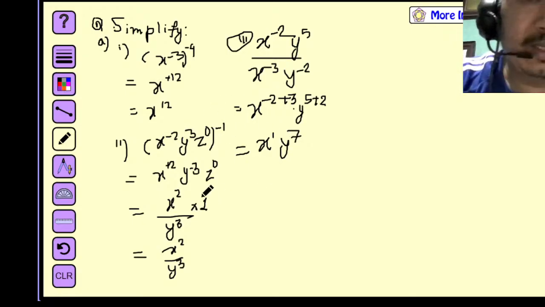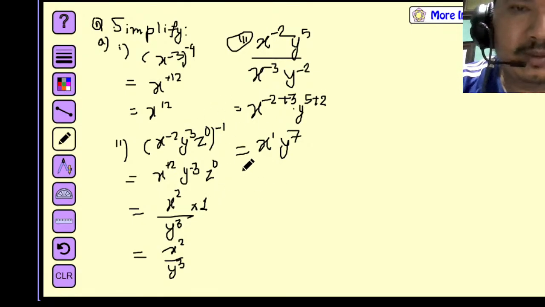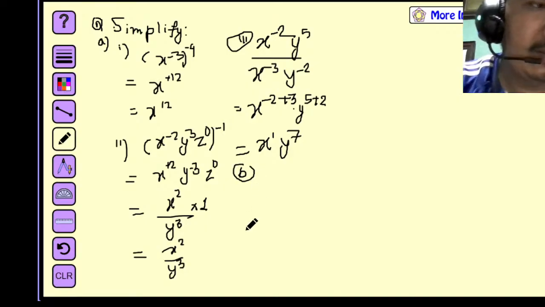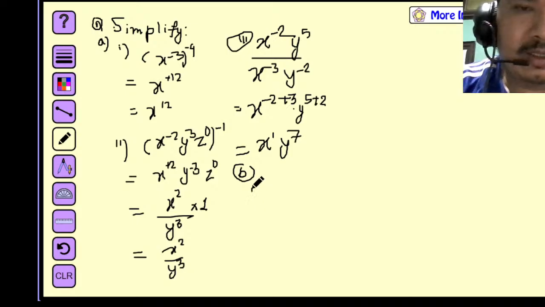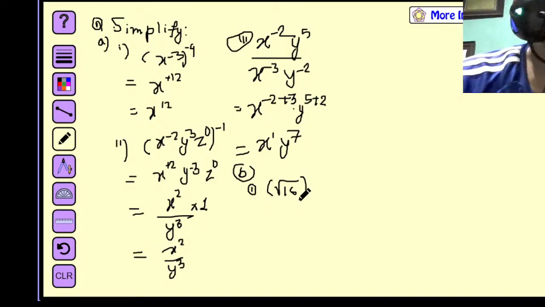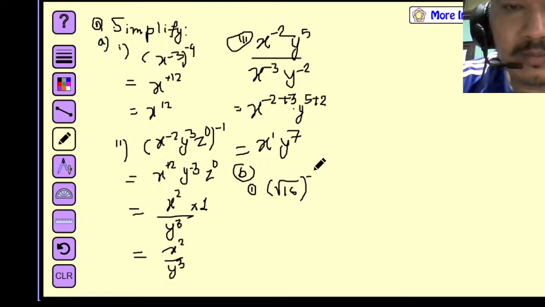Now I am solving the next type of question, that is B number. In B number also I am going to solve 3 questions. Here is given number 1. Question number 1 is the square root of 16, and its whole power is minus 3 by 2.